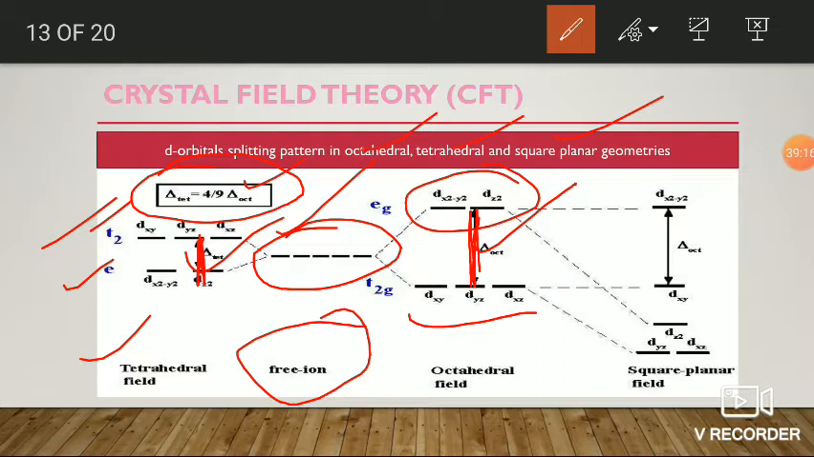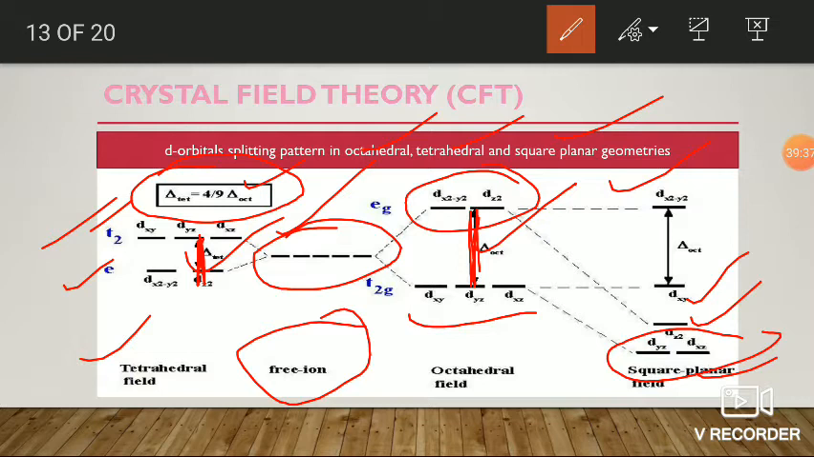Okay, next, in the case of square planar geometry, the five d orbitals split into different energy levels. The highest energy orbital is dx²-y², the next one is dxy, the third one is dz², and the fourth set is dyz and dzx.